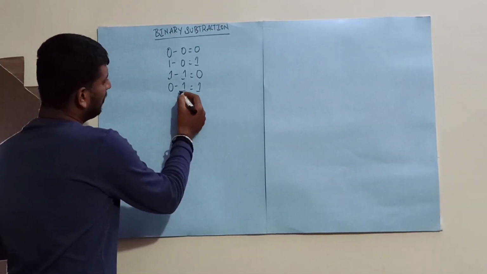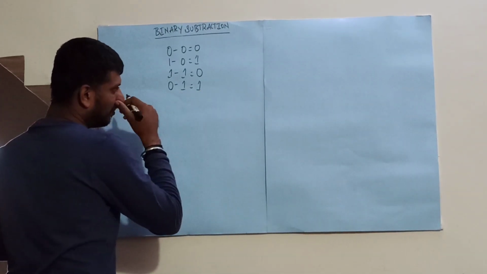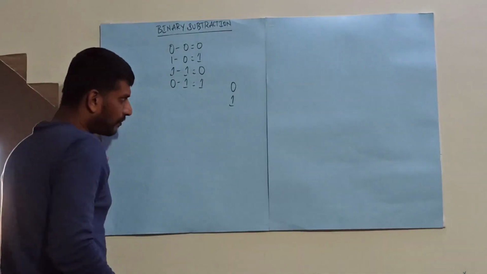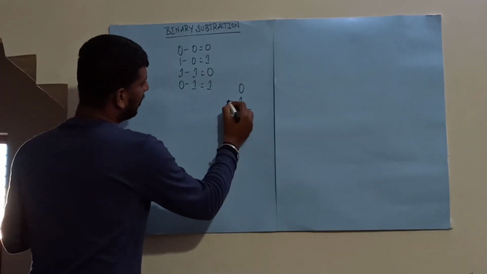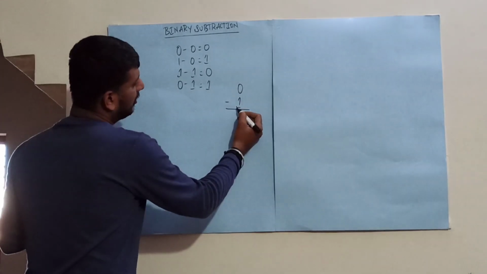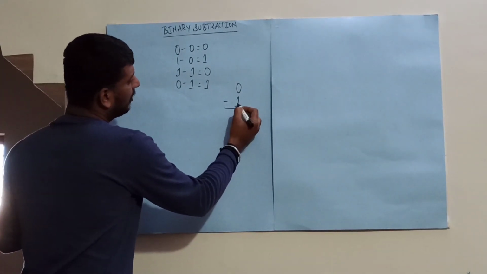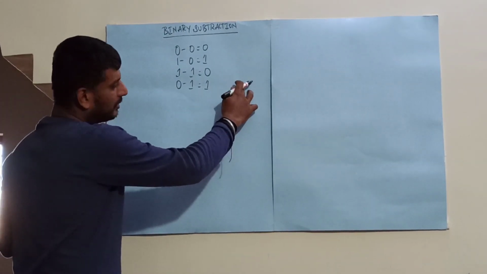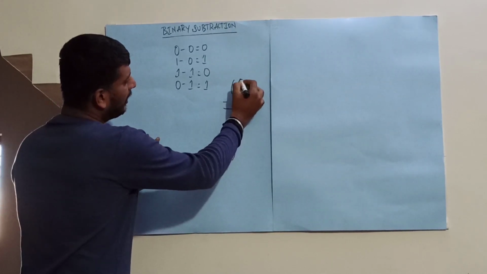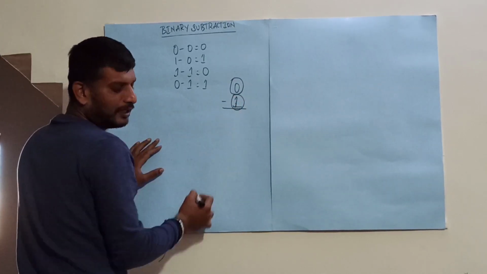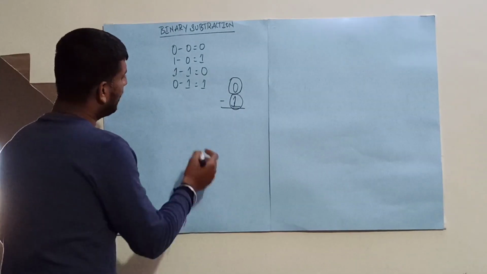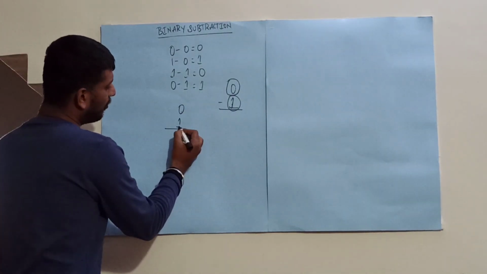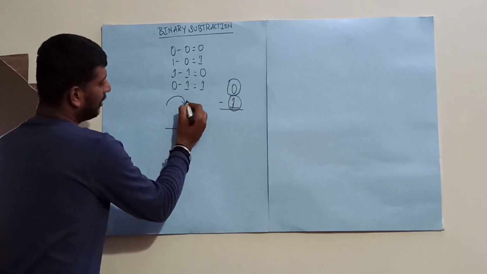Last rule, 0 minus 1 is equal to 1. How exactly do you get 0 minus 1 is equal to 1? Suppose we have 0 and then 1. While subtracting, the value that needs to be subtracted is greater than the value at the top. Always the topmost value needs to be greater and the lowermost value lesser when you perform subtraction. In this case, 0 minus 1, the top value is less than the bottom value. At that time, you borrow the value.